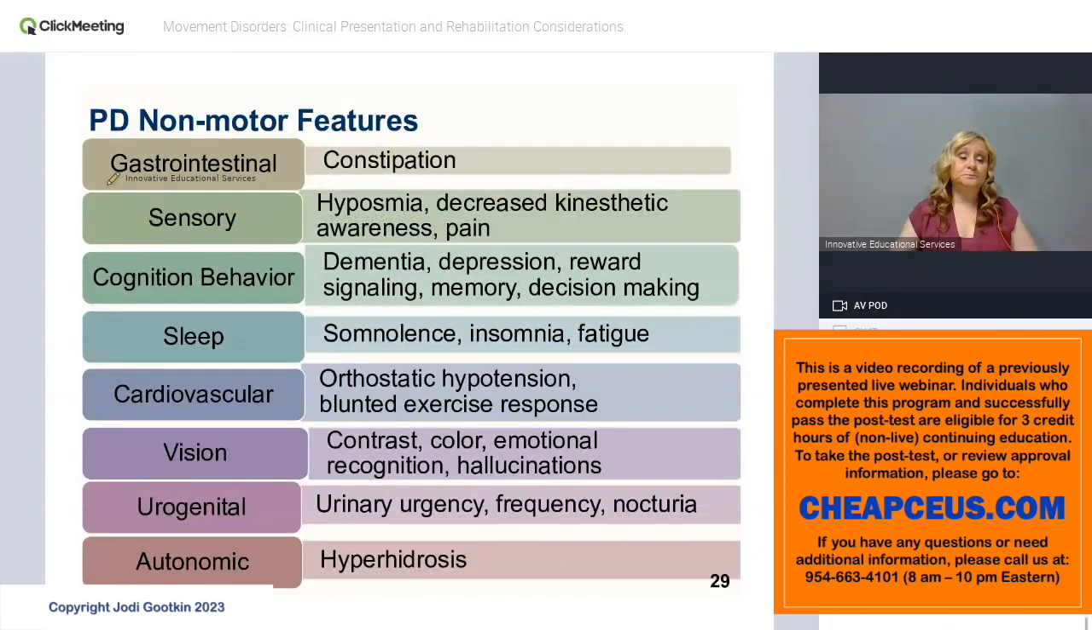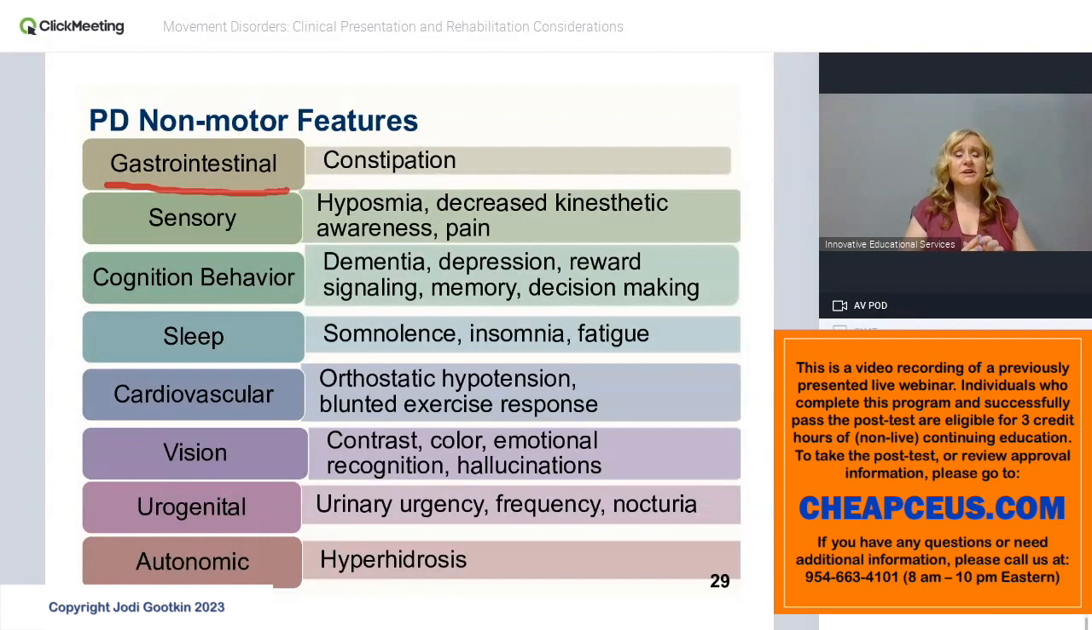Gastrointestinal involvement, constipation specifically, it may not be something that is talked about very frequently, but we might want to know if our patient is having issues with constipation. Remember, we said a very early sign, and it does continue during the disease process, is that constipation because of those dopamine receptors in the gastrointestinal system.